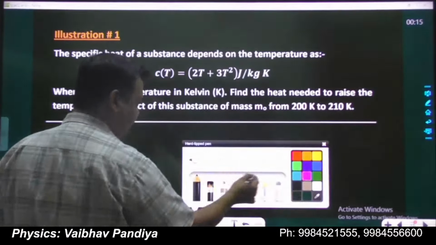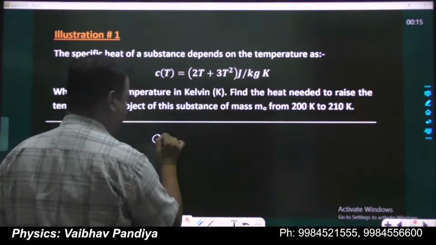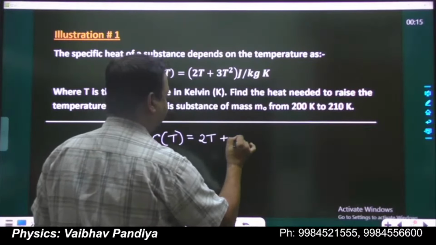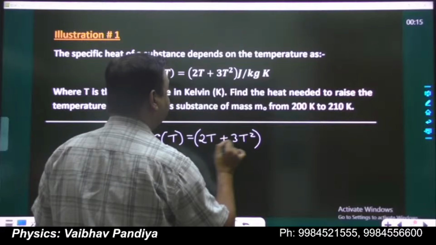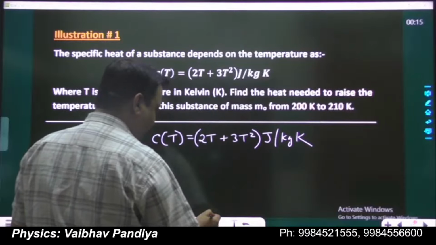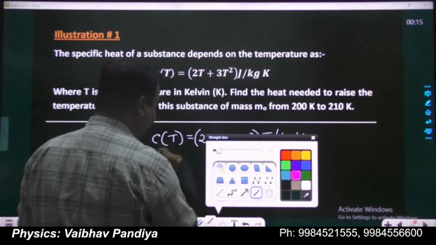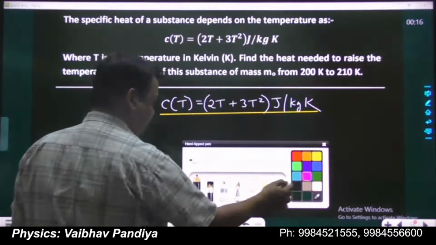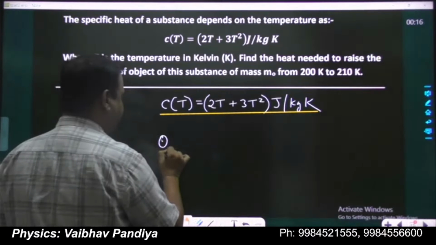So we are given the specific heat as a function of temperature as 2T plus 3T square joule per kg Kelvin. So clearly you can see the specific heat is given as a function of temperature and mass is m naught, and we have to find the total heat.